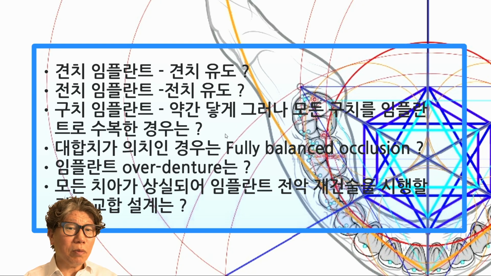Implants alone cannot be made to have slight contact. The same goes for when full mouth rehabilitation is done. When all teeth are lost and the full arch implant reconstruction is performed, how should we design the occlusion? Even if the opposing teeth are dentures, a fully balanced occlusion should be achieved. Because if you think about dentures, the skill is making sure the dentures don't wobble no matter where you bite. A fully balanced occlusion is recommended.